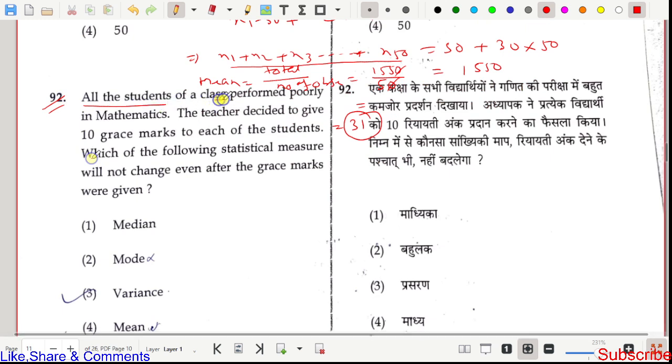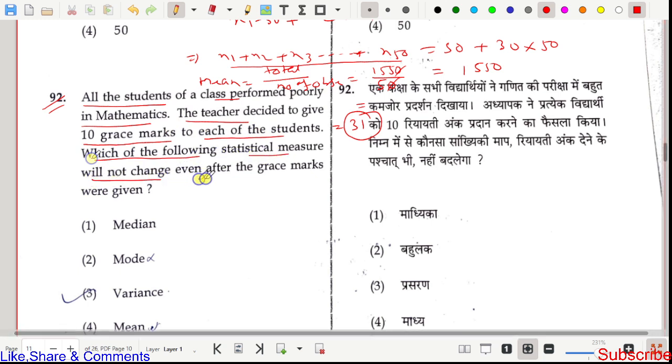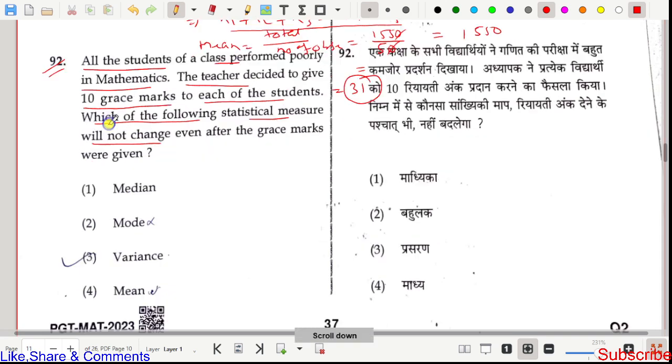While the students of a class performed poorly in mathematics, the teacher decided to give 10 grace marks to each of the students. Which of the following statistical measures will not change even after the grace marks are given? All the students got very poor marks in mathematics, so the teacher decided to give 10 marks to each of the observations. We know that in statistics we calculate mean, median, mode, variance and standard deviation. Out of these, after giving 10 marks to each of the students, which statistical measure will not change?